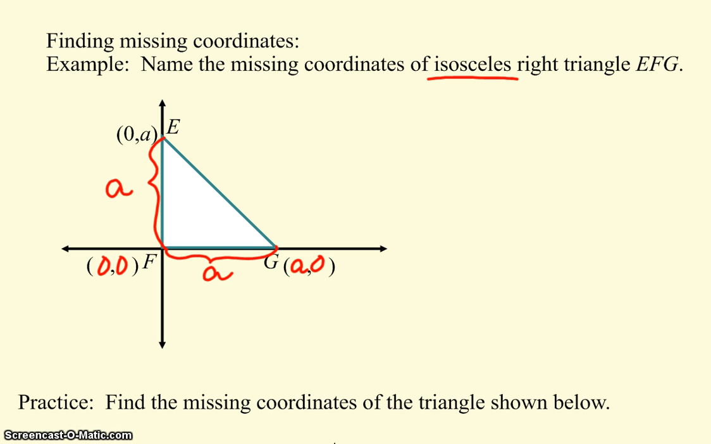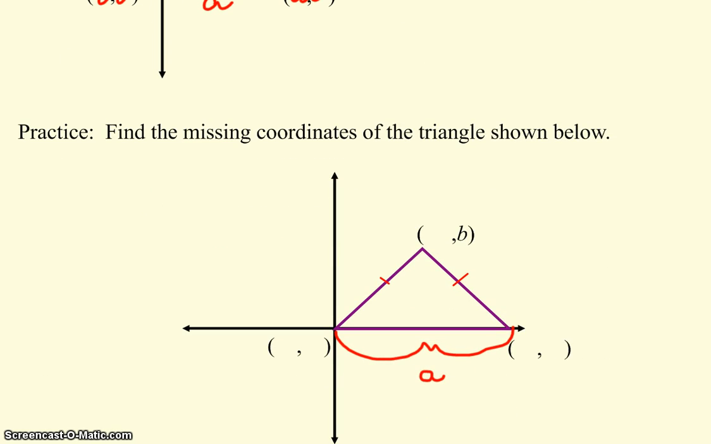Now I'd like you to try the next problem, finding the missing coordinates on the triangle that's shown. Pause the video, try the problem, then restart. The correct answer is (0, 0), (1/2 a, b), and (a, 0). If you got this incorrect, raise your hand and I will come help you.